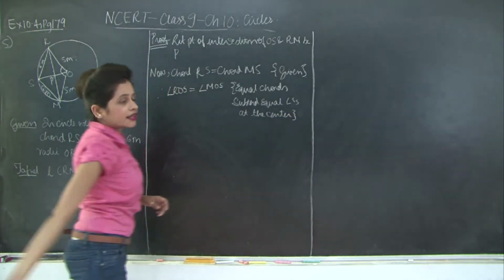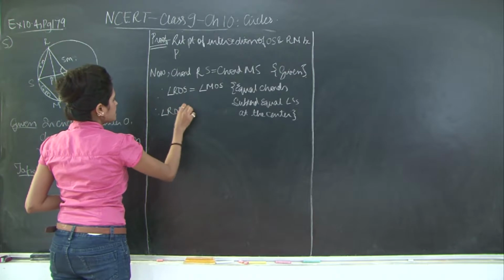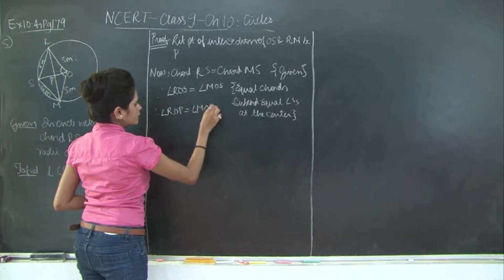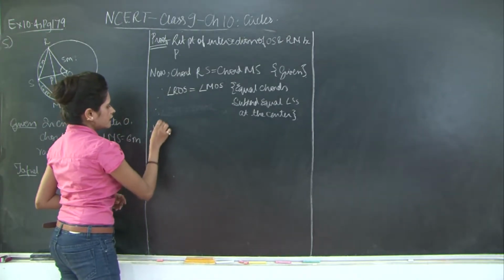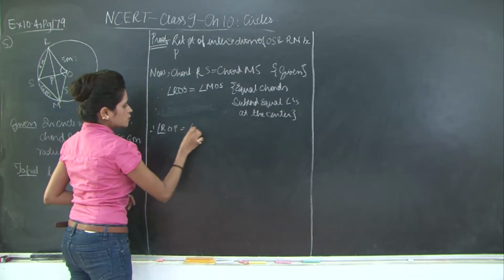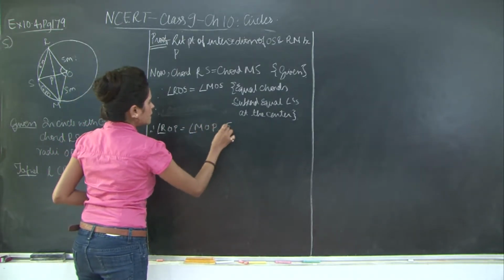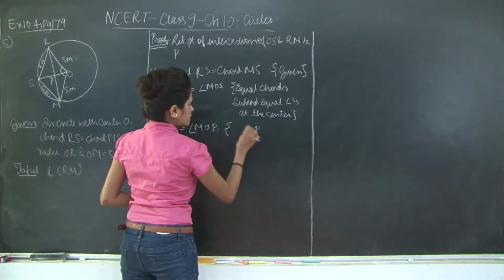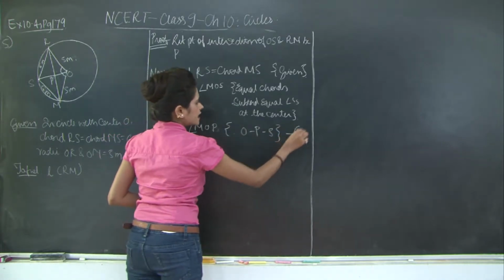Right? Therefore, what do we have? Therefore, angle ROP is equal to angle MOP. Why? Because P lies on the line segment OS. And I'll mark this statement as 1.